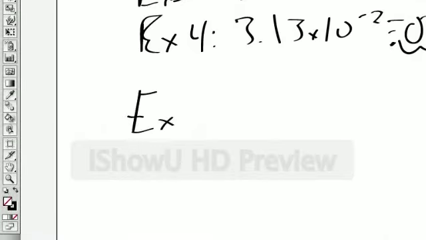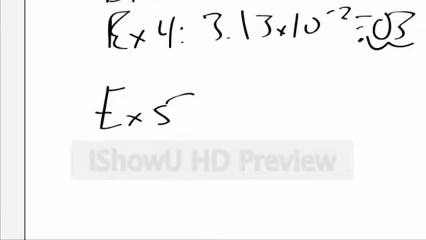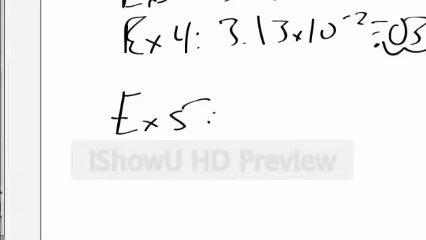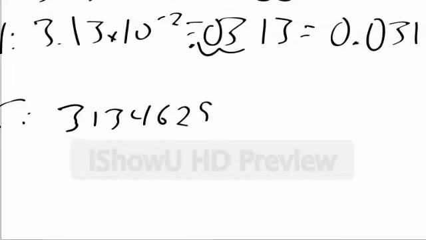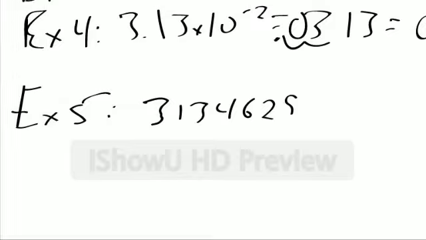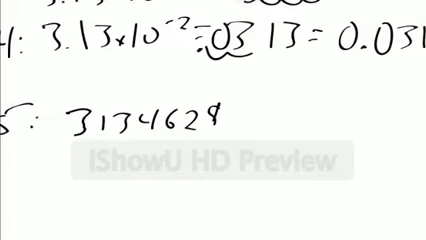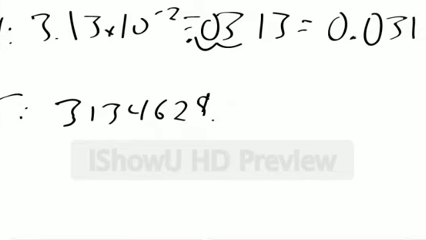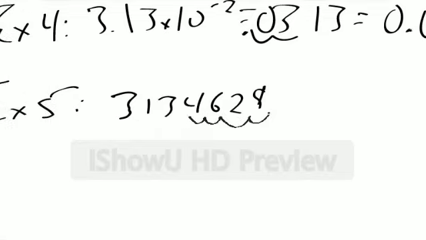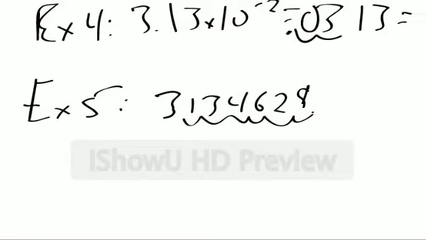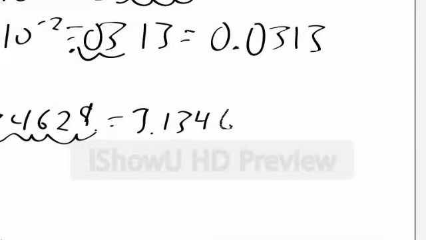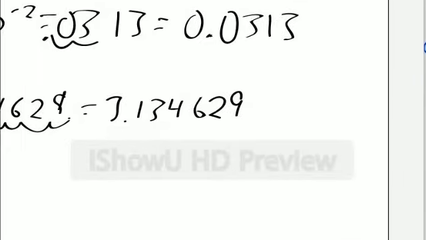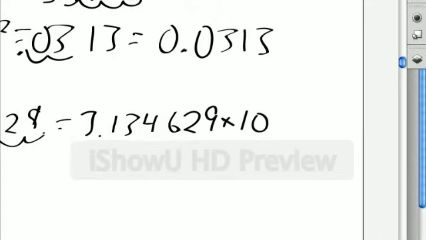Now, one last point, example 5, is if you get a number like this, 3134629. That number is 3,134,629. So to switch to scientific notation, I would move it over 1, 2, 3, 4, 5, 6 spaces. So that number should be 3.134629 times 10 to the 6th power.